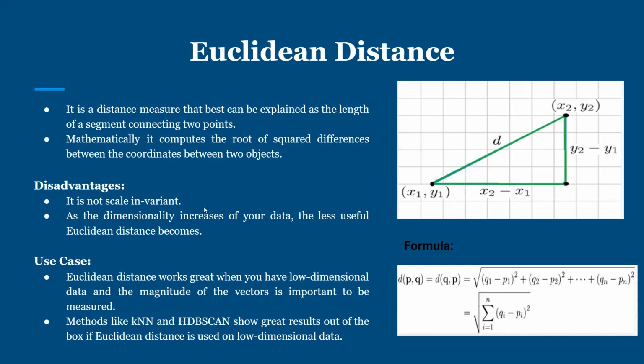Coming to the use cases, Euclidean distance works great when you have low dimensional data and the magnitude of the vectors is important to be measured. Methods like KNN and HDBSCAN show great results out of the box if Euclidean distance is used on low dimensional data. Although many other measures have been developed to account for the disadvantages of Euclidean distance, it is still one of the most used distance measures for good reasons. It is incredibly intuitive to use, simple to implement, and shows great results in many use cases.